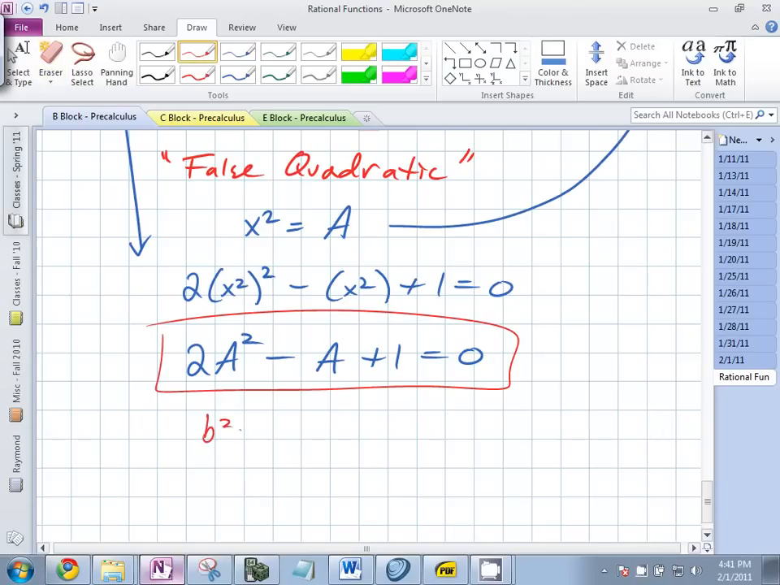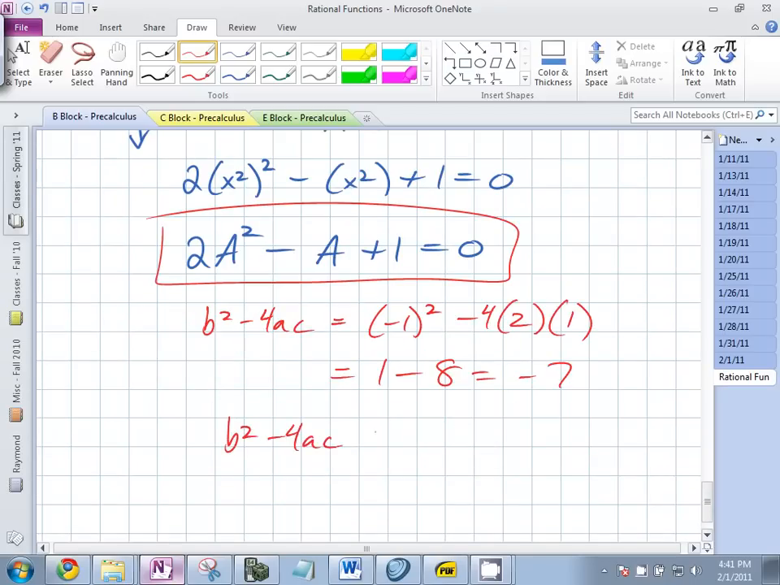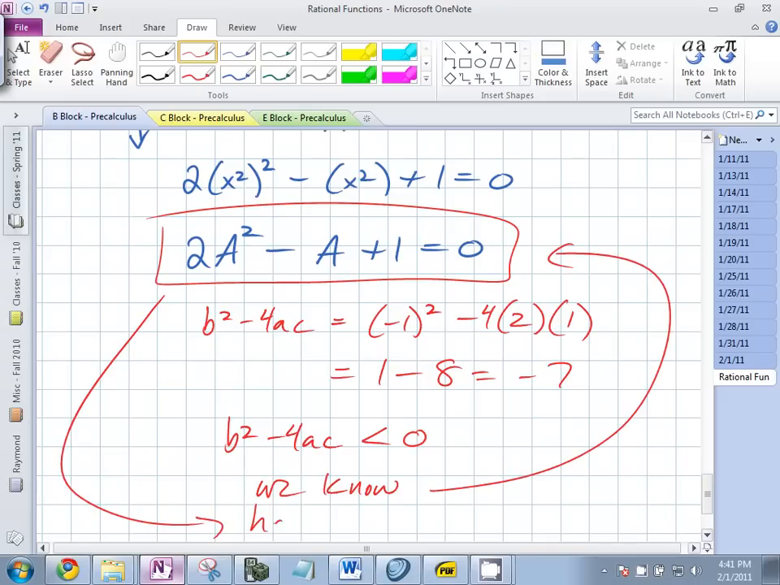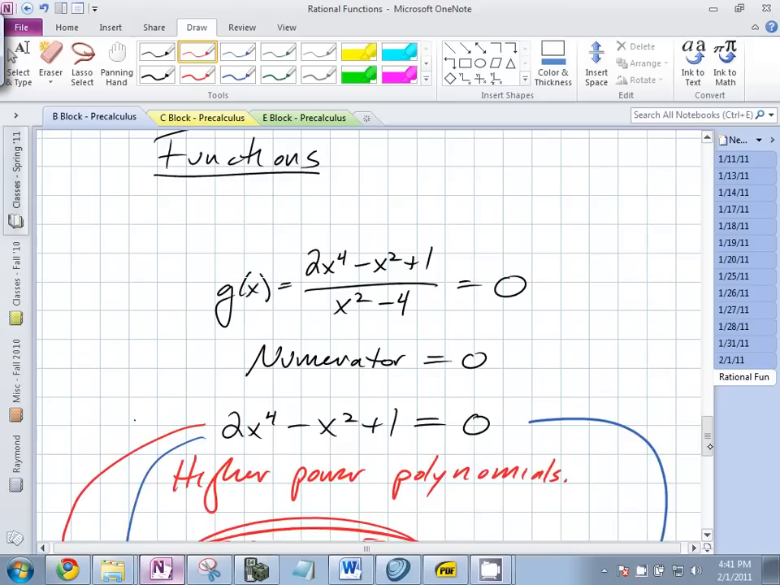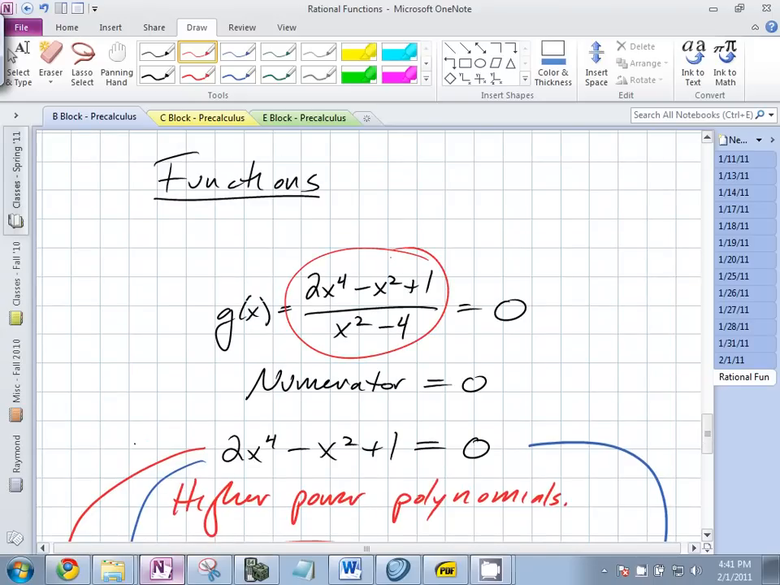That's the b squared minus 4ac part of the quadratic formula. And in this case, it's going to be negative 1 squared minus 4 times 2a times c1. And that's going to be 1 minus 8, which is negative 7. Well, since b squared minus 4ac is less than 0, we know this has two imaginary solutions. So it means that this function can never equal 0 without a being imaginary, which means this function right here can never have a numerator equaling 0, which means the function itself can never equal 0.